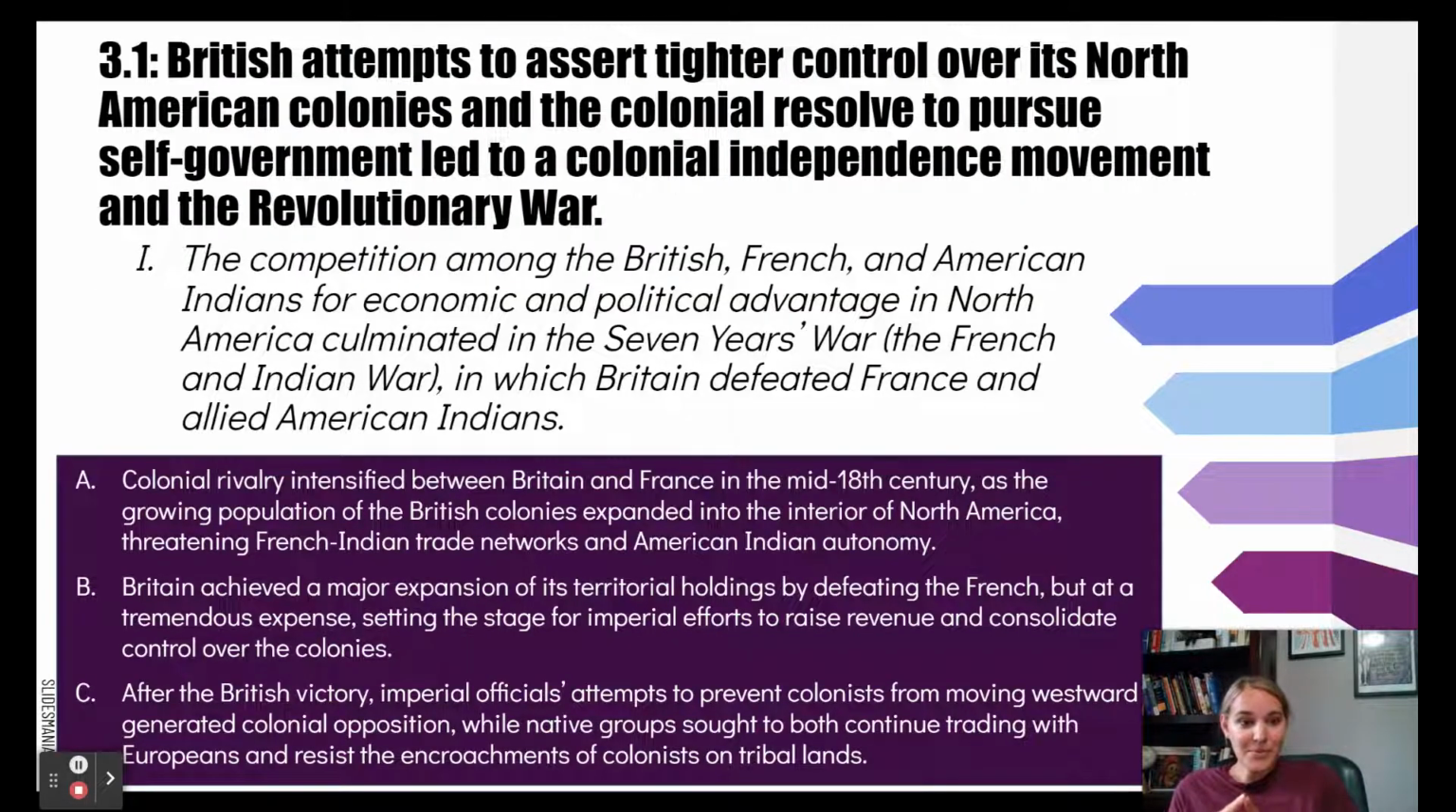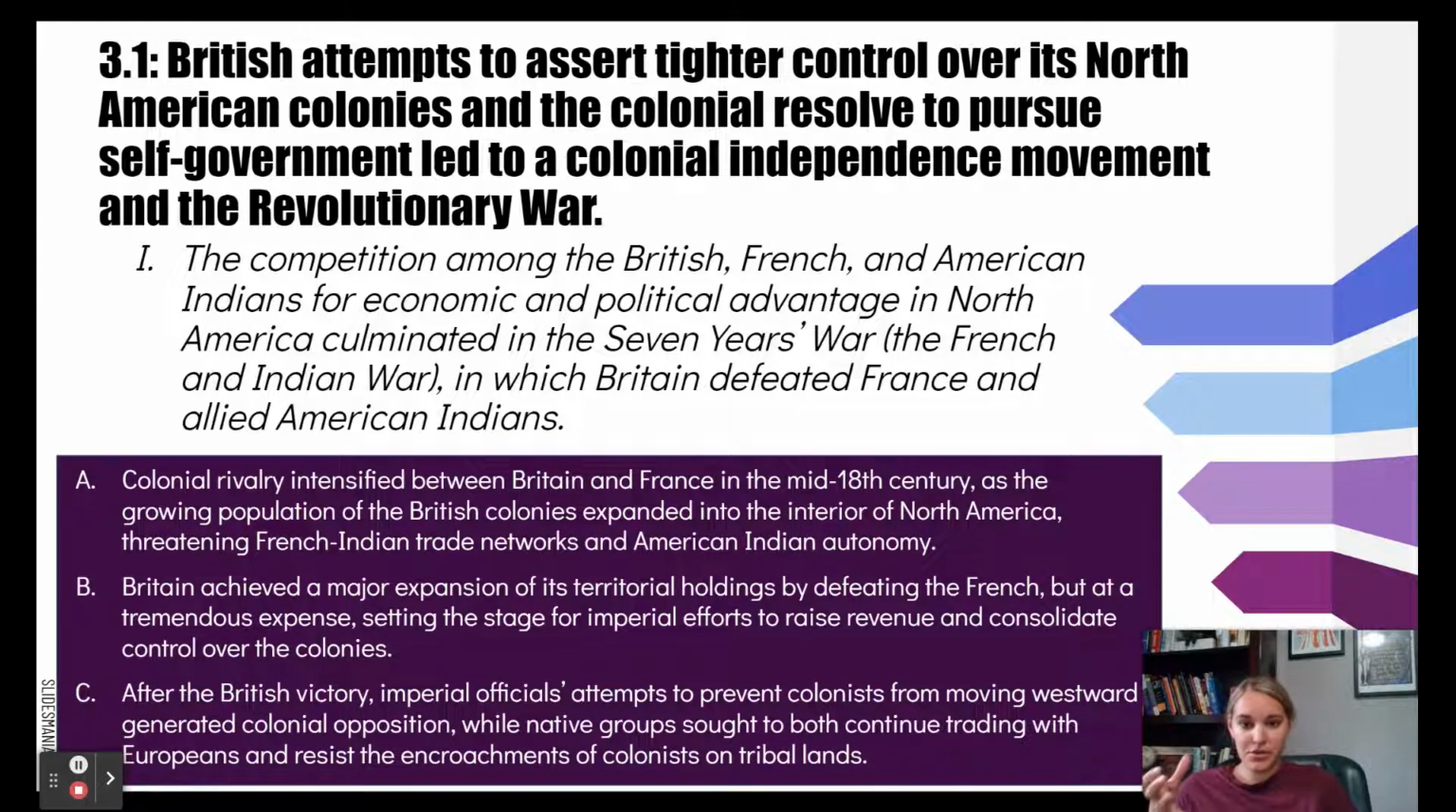So what we're seeing happening in period 3 is a shift in the relationship between the colonies and Britain. And so this moment, the French and Indian War, the 7 Years' War, is the spark, the turning point in that relationship.